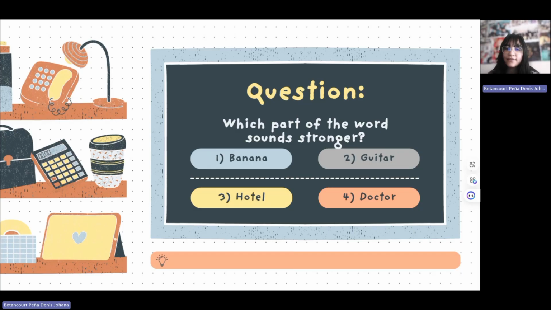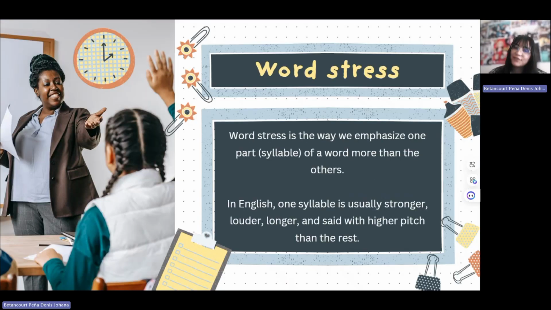So, let's do the first one. What do you think? Which part of the word sounds stronger? Then, with the second one, then we are going to analyze the third one, that is hotel, and of course the last one, that is doctor. And then we are going to continue with the main topic, that is word stress.